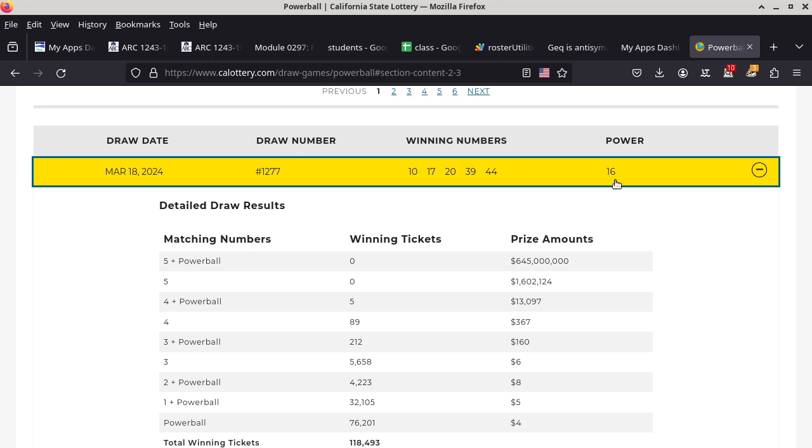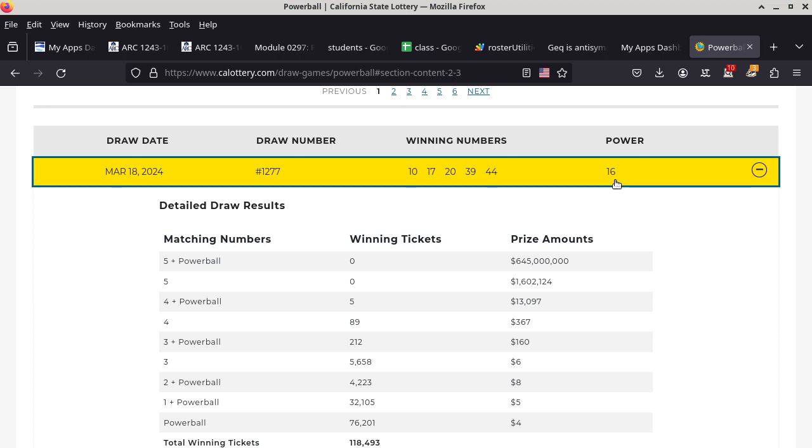Okay, so what if I have chosen on my ticket that I'm going to pick 44 first, and then 10, and then 20, and then 39? Would that be a match with these five numbers? In other words, what I'm really asking is, is the ordering of these five numbers significant or not?